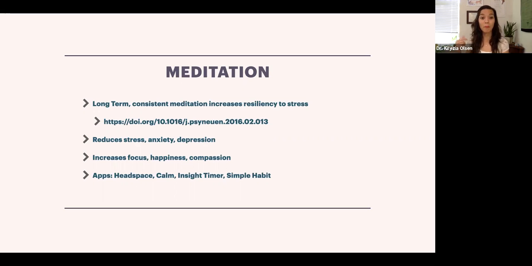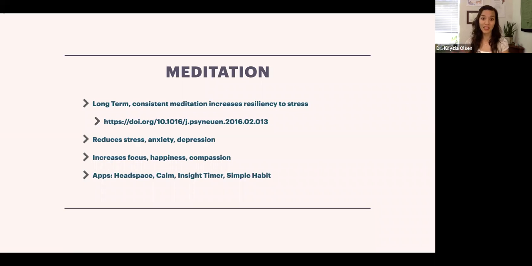And so by just meditating consistently, you can make yourself more resilient to stress by making sure that it's not taxing your system as much as if you weren't doing that consistent meditation. So that's pretty awesome.